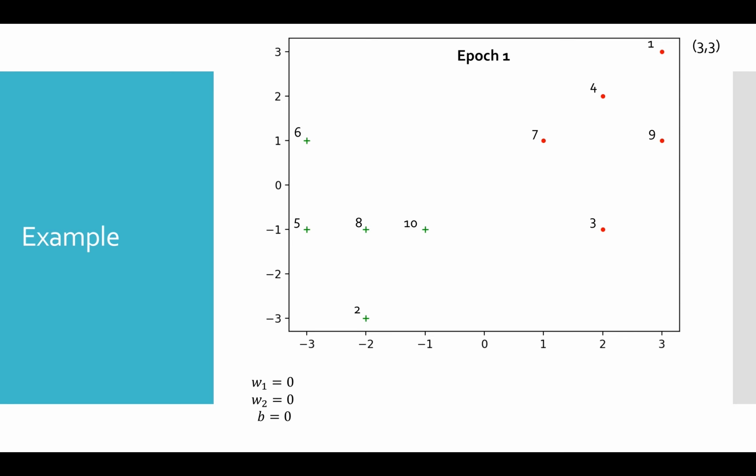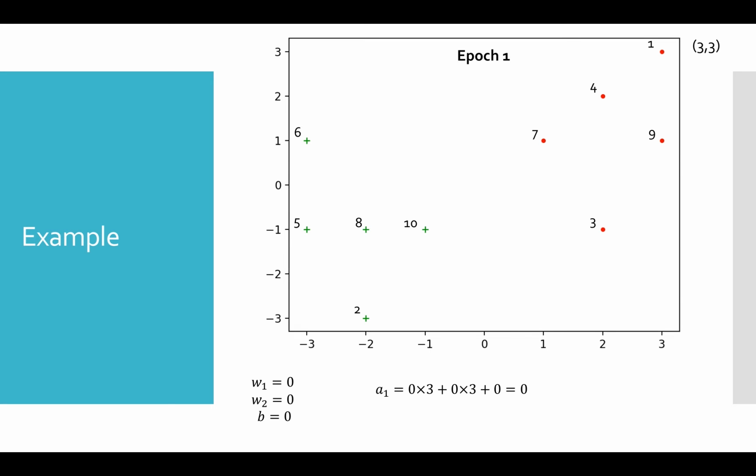Let's go for epoch 1. Okay, we look at the first sample, which is 3, 3. I've randomly ordered them here so you can see that sample 1 is in the top right, sample 2 is on the bottom towards the left. So we start epoch 1 with sample 1. This is 3, 3. Okay, and the label is negative.